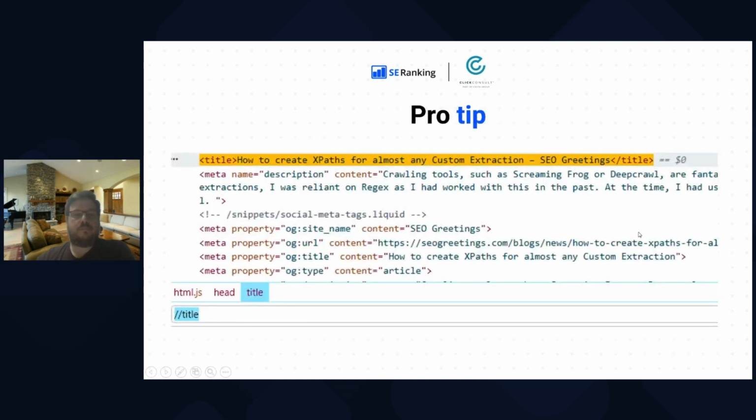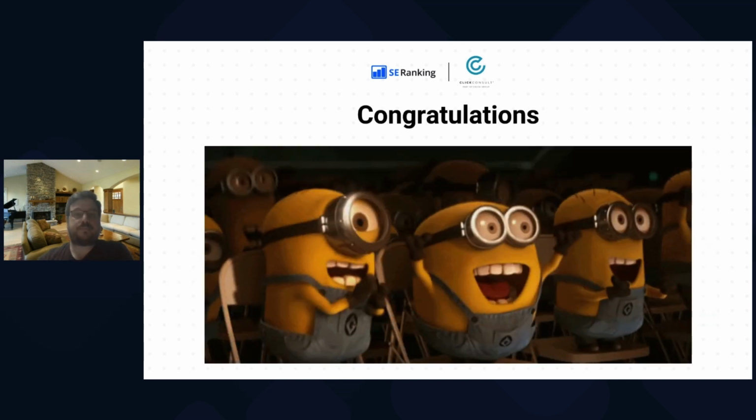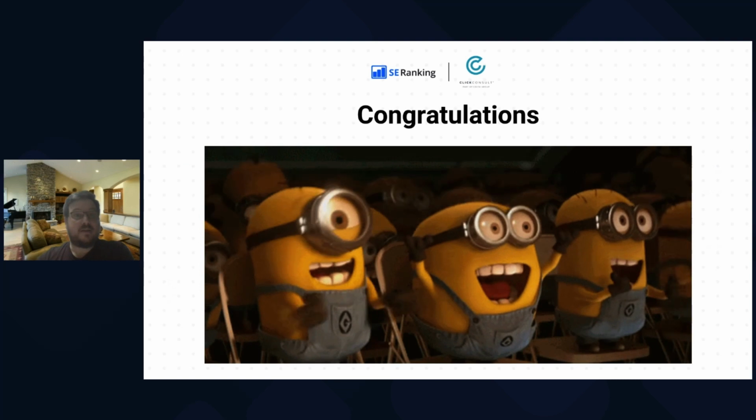And as a little pro tip, if you want to test this, you can go into your Chrome DevTools. So just right click on your web page and click inspect. And then if you do a search using Control F and you put your XPath in there, it will search your source code for that XPath, so you can test your XPath before you do any crawling. And that's it. You learn how to use XPath now.